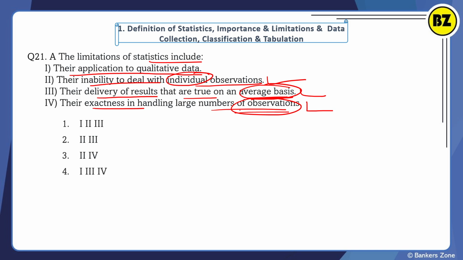So 2, 3, 4. Okay, so where is 2, 3, 4? For question number 21, 2 and 3 is correct. So fourth is their exactness in handling large number of observations. So it is not a limitation, it is the advantage. We are talking about the limitation, so 2 and 3 only. So option number 2 is most accurate.